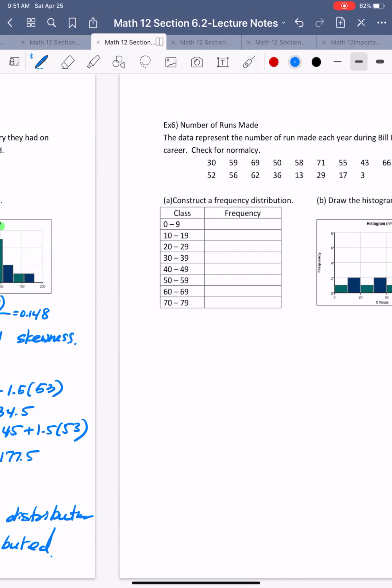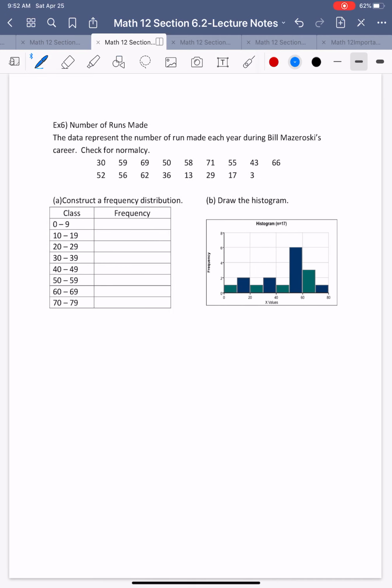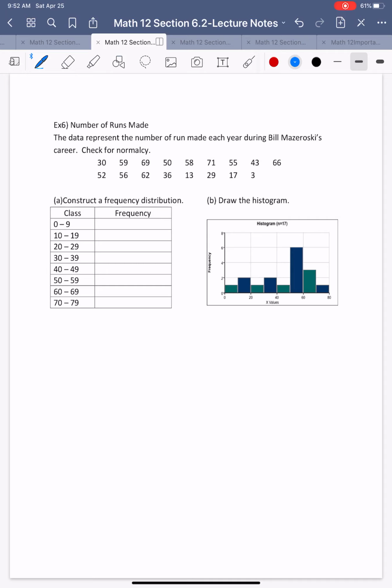All right, let's look at the next question. The next question is the number of runs made. The data represent the number of runs made each year during Bill Mazeroski's career. Check for normality. So the data are 30, 59, and so on. I make the classes 0 to 9, 10 to 19, like that. I need you to see how many we have here.